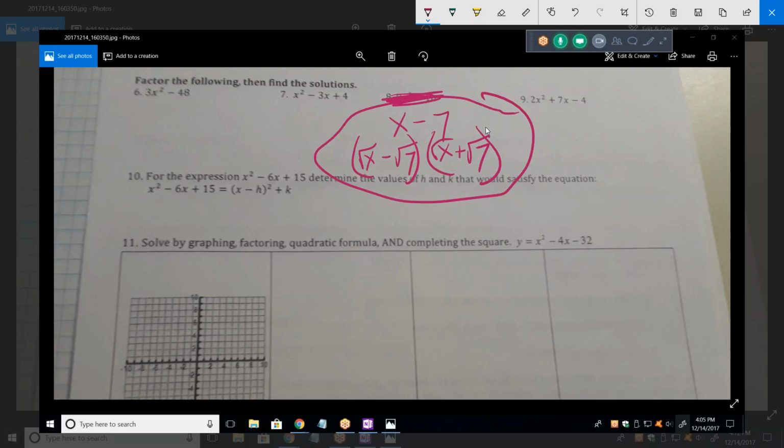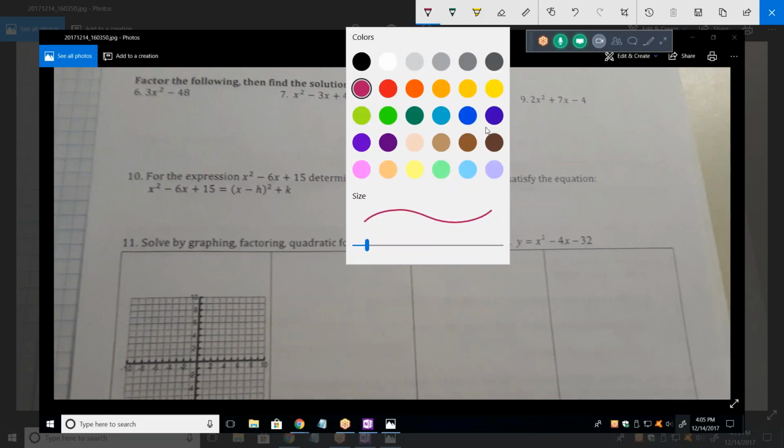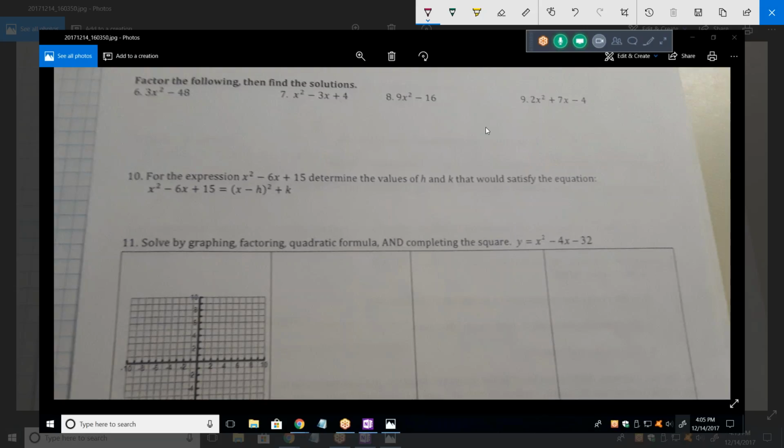Although, I would say at this level of math, you're never going to get one that needs you to use DOS. You're always going to get DOPS, difference of perfect squares. But the fact is that you don't really need difference of perfect squares to factor. Okay, how about this one?